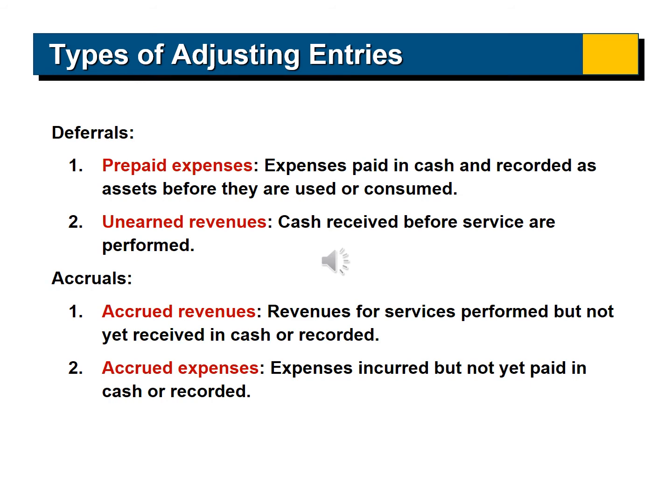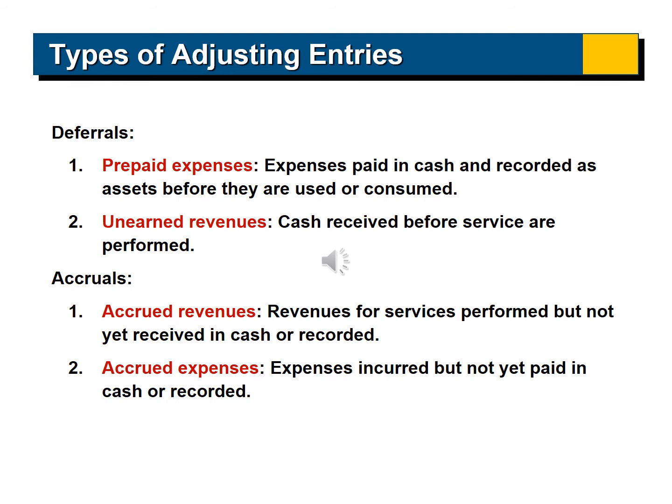The accruals is the second type. The first one under the accruals is accrued revenues, and this is revenues for services performed but the payment not received. So if the company performs the services and then receives the payment in the future, then accrued revenue is recorded. This is usually recorded in the form of accounts receivable.